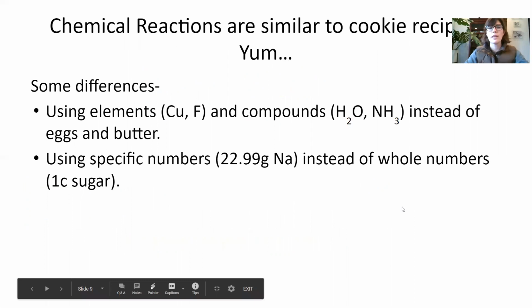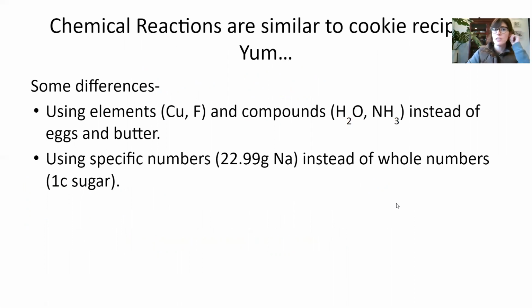All right, so chemical reactions are very similar to cookie recipes. And some of the differences are that in the future, we're going to be using elements like copper fluoride and compounds instead of just eggs and butter. And we're going to be using very specific numbers too. So 22.99 grams of sodium, because that's the molar mass of sodium, instead of whole numbers. So just be used to the decimals in there.